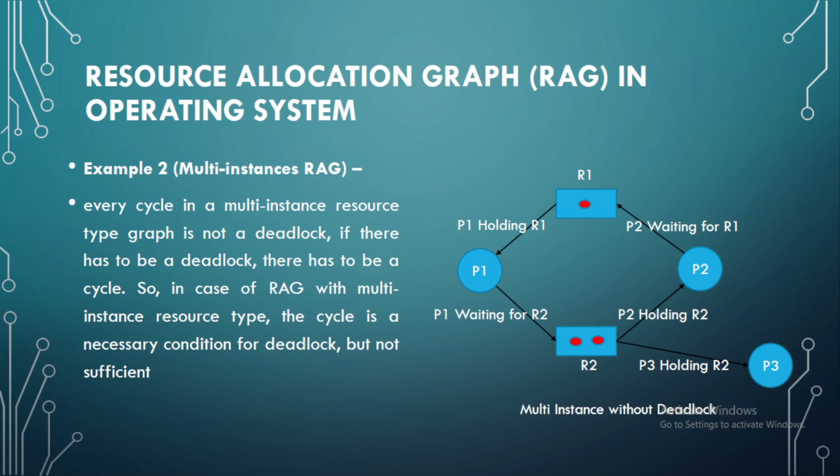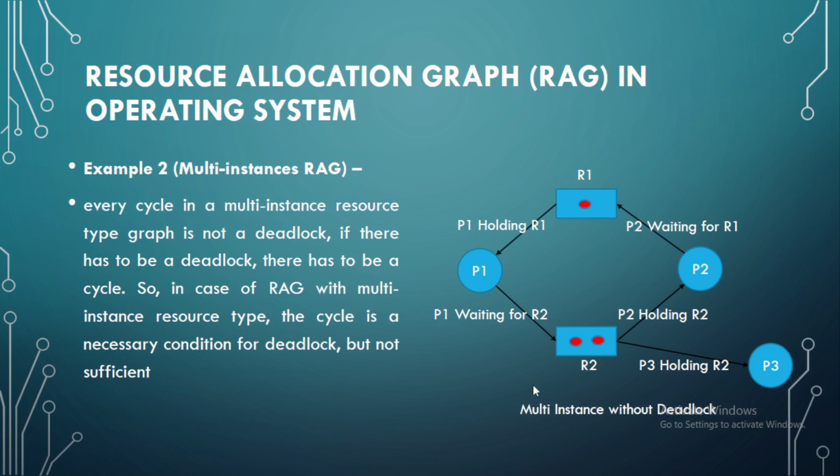And for example, here is a resource allocation graph with multiple instances. Here, not every cycle in a multi-instance resource type graph is a deadlock. If there is to be a deadlock, there has to be a cycle. So in the case of a resource allocation graph with multi-instance resource types, the cycle is a necessary condition for a deadlock but not sufficient for a deadlock.